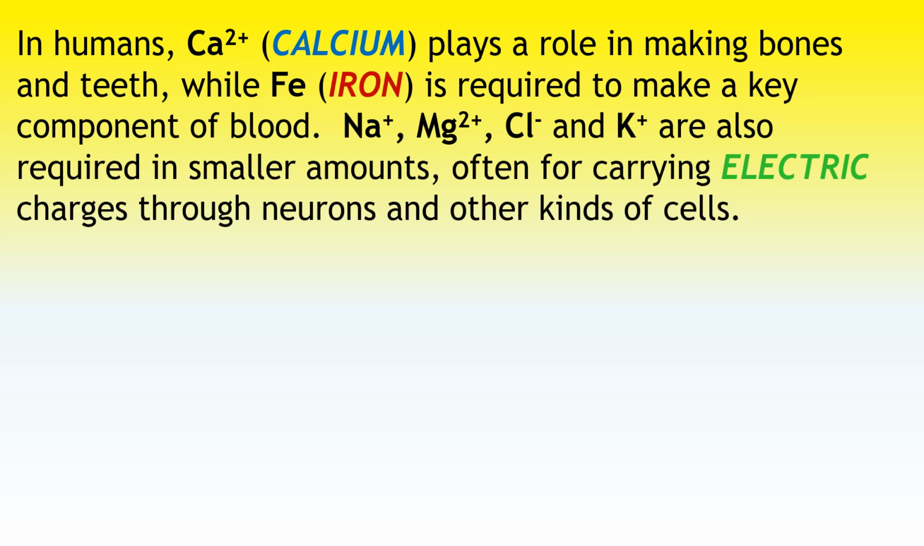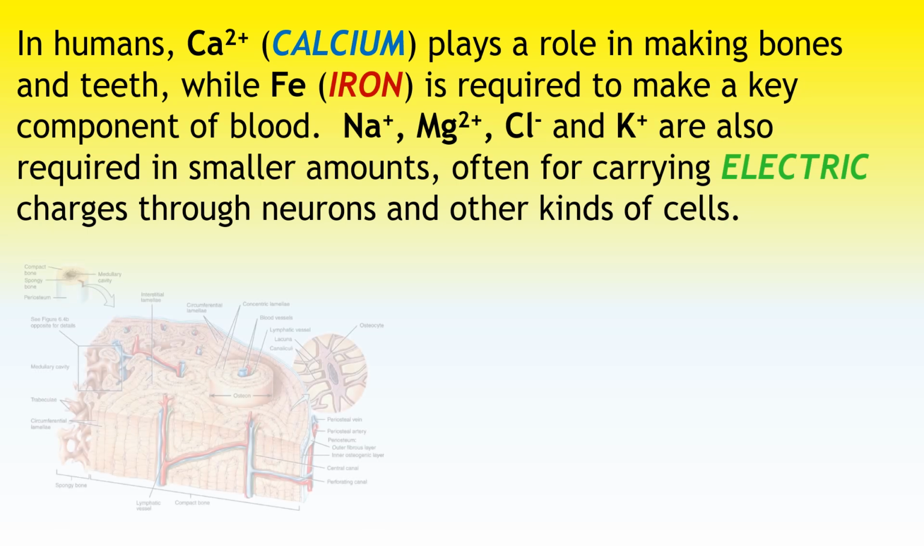We also see sodium, magnesium, chlorine, potassium, and other things that have an overall positive or negative charge. Just like calcium, these are called ions. And these are typically needed in small amounts, but the smaller amounts are doing a lot of work, because by having a charge, moving these molecules around moves electrical charges around. And so we use things like sodium ion or magnesium ion or potassium ion for carrying electric charges through neurons and other kinds of cells.